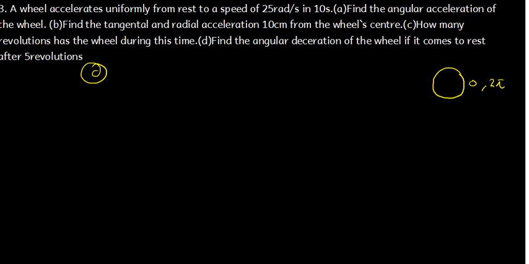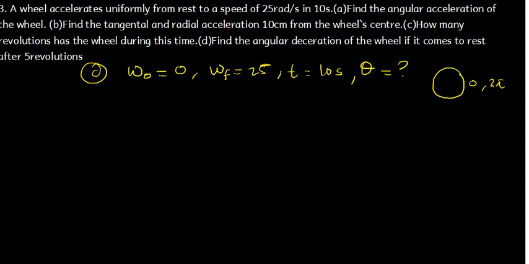So what we want to find is the angle. What is the angle? In other words, what's the distance that this wheel has traveled during this time? We've been given that the initial speed is 0, the final speed is 25, and the time is 10 seconds. But how do you find the distance? Distance in angular terms is given as theta. So we look for an equation of motion that contains all these terms.